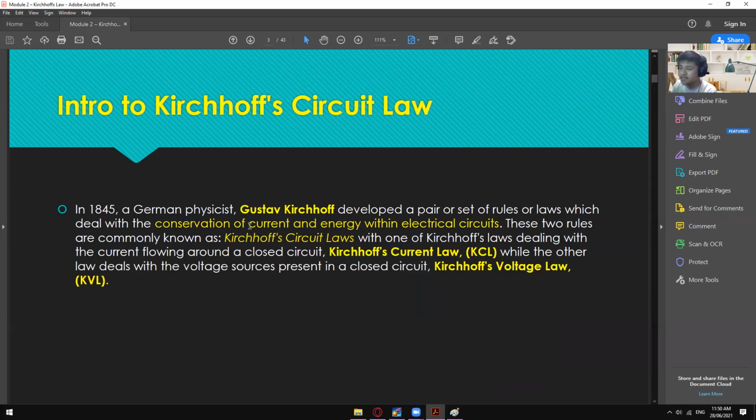Second one is the man who found out or developed this law. His name is Gustav Kirchhoff. He's a German physicist, and he was able to develop this way back in 1845. This law is divided into two: we have the KCL and then the KVL. KCL is for Kirchhoff's current law, and KVL is for the voltage law.